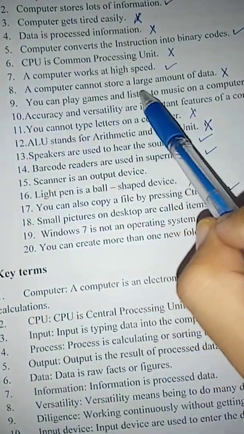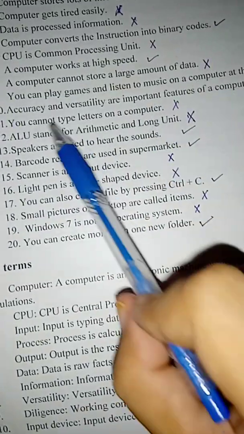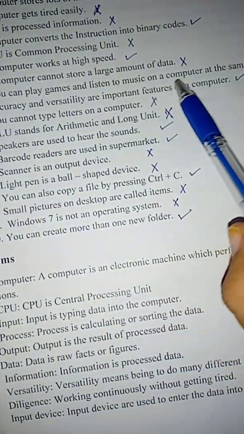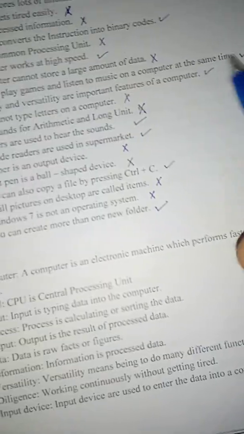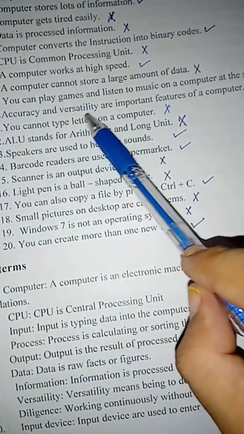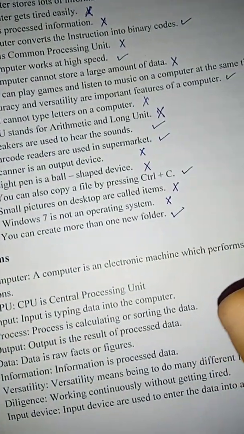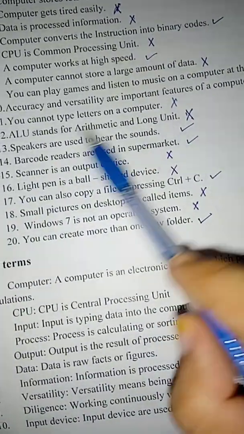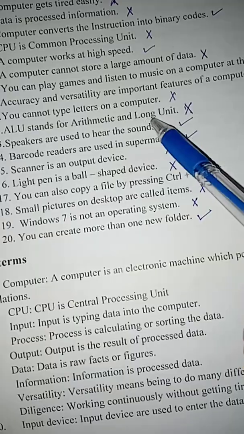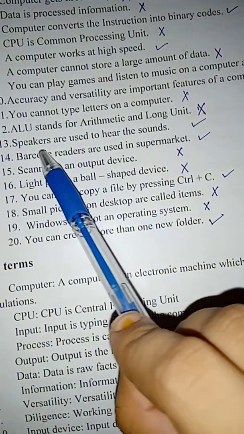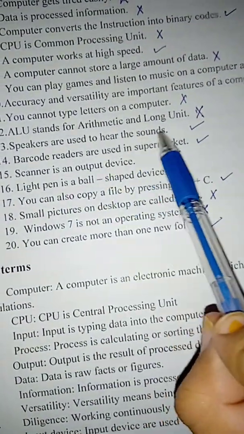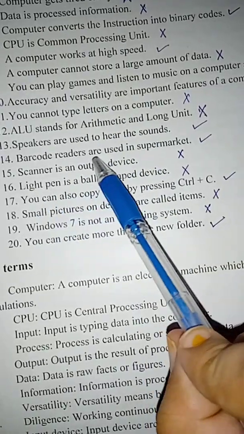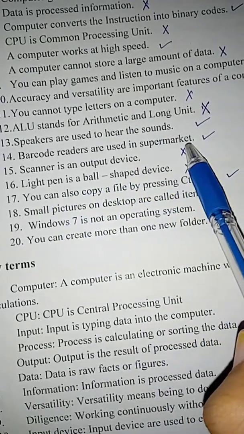A computer cannot store a large amount of data: false. You can play games and listen to music on a computer at the same time: true. Accuracy and versatility are important features of a computer: true. You cannot type letters on a computer: false. ALU stands for arithmetic and long unit: false. Speakers are used to hear the sounds: true. Barcode readers are used in supermarkets: true.